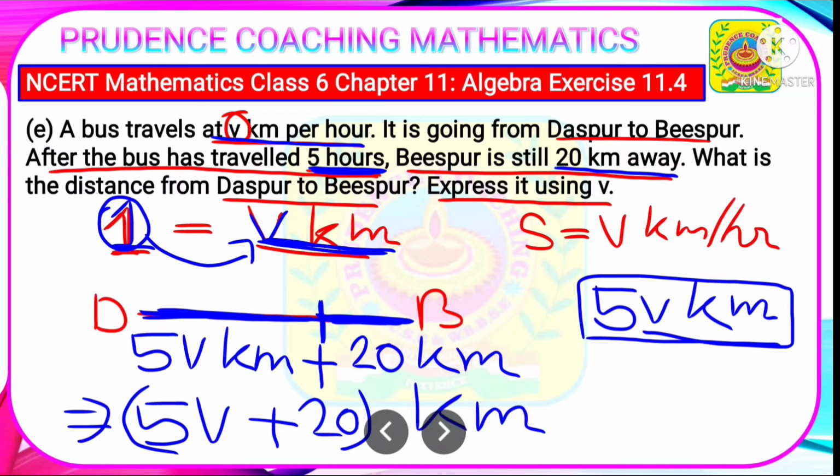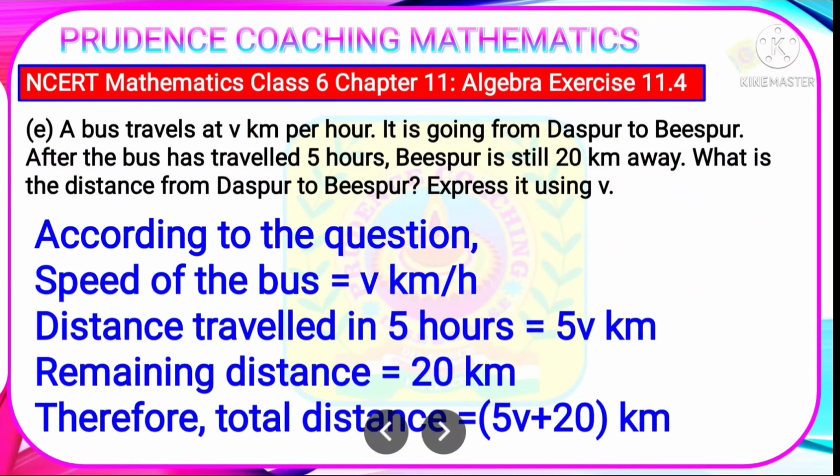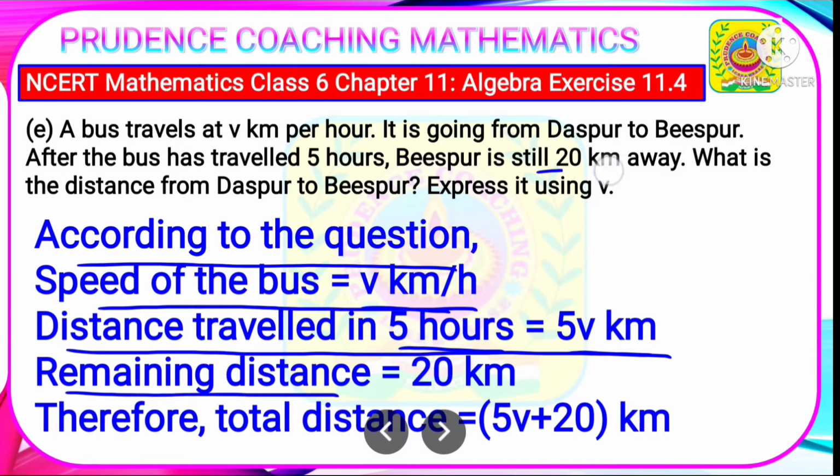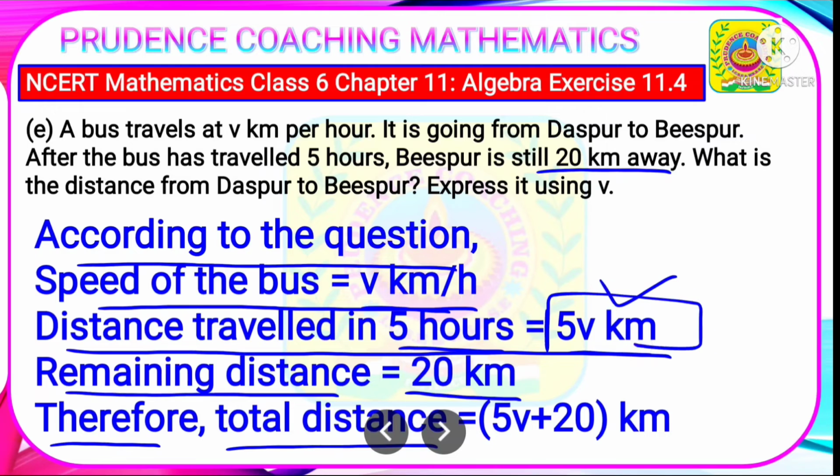How we are going to represent this answer? Let's see. So you will just write according to the question, speed of the bus equals v kilometer per hour. Distance travelled in 5 hours equals 5v kilometer, because in 1 hour it is travelling v kilometer. So in 5 hours it will travel 5v kilometer. Remaining distance, as it is said, it is 20 kilometer. So remaining distance is 20 kilometer. Therefore the total distance will be this distance, that is travelled in 5 hours, plus the remaining distance, that is 20 kilometer.